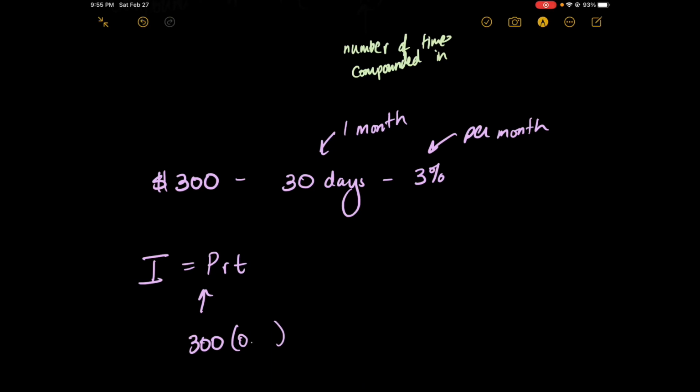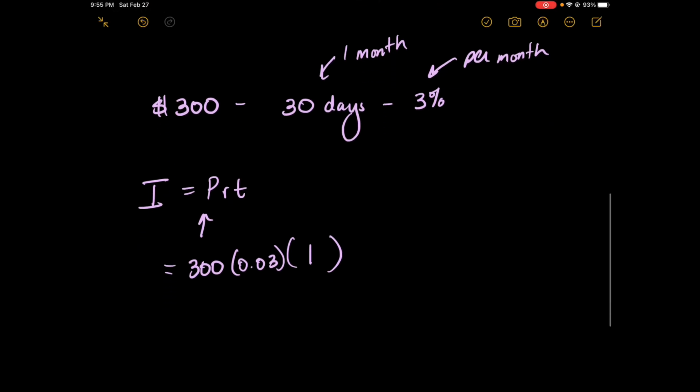Percents are always written as decimals. It's going to be 0.03. And for the time period, this 3% interest rate is acted on every month. So the time period is going to be based off of the number of months, not the number of days. So it's going to be 1, which means that the total interest that he would be getting is $9.